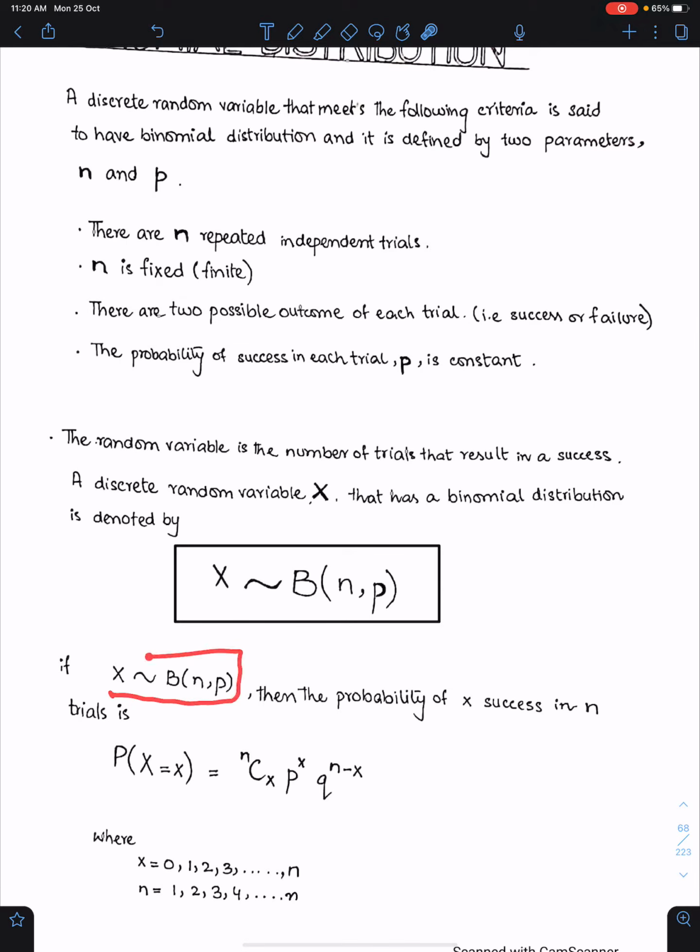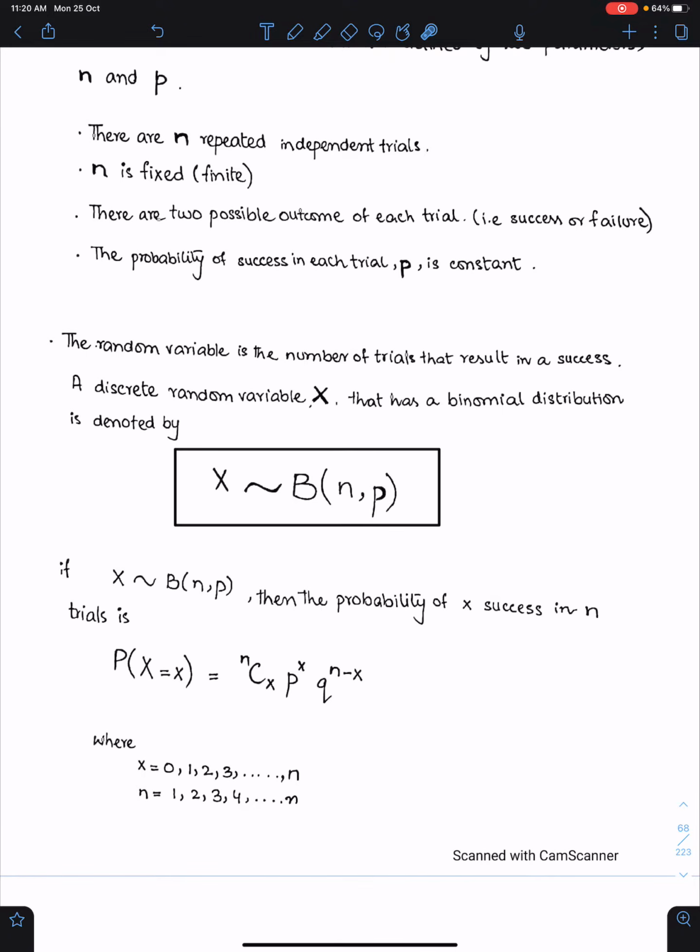If x follows binomial, then the probability of x successes in n trials is this. This is the formula of the distribution. With the help of this formula, we find the probability of success, where in this formula, x can take any value from 0 to n, and the value of n is from 1 onwards. P means probability of success, whereas q means everything except success. That is p complement. q is p complement.